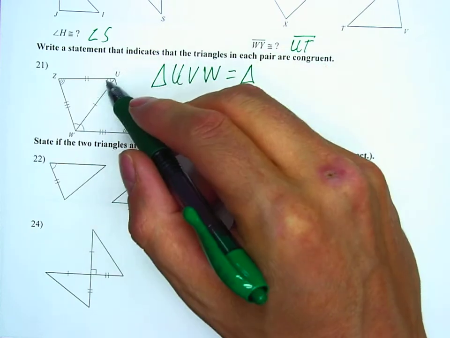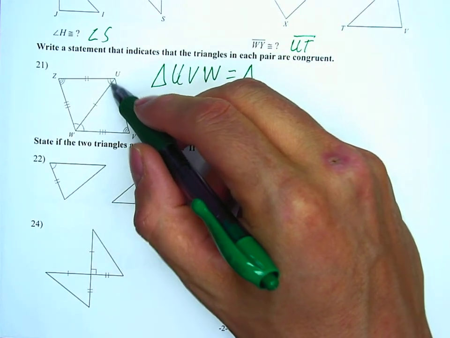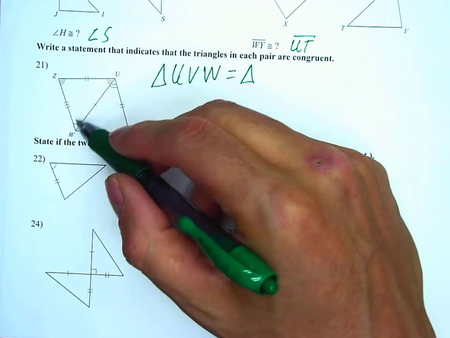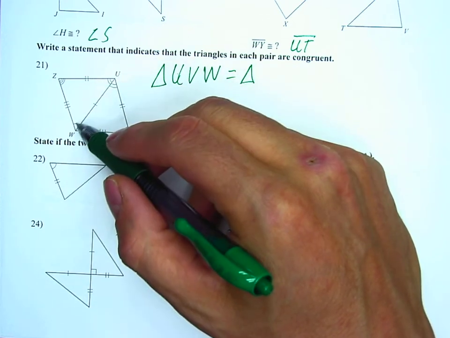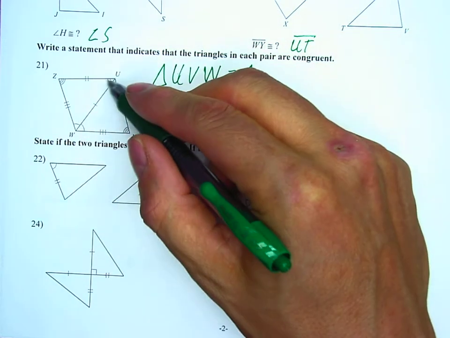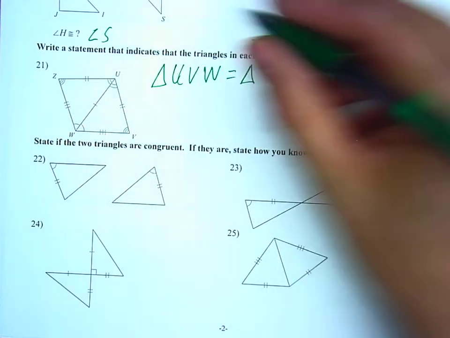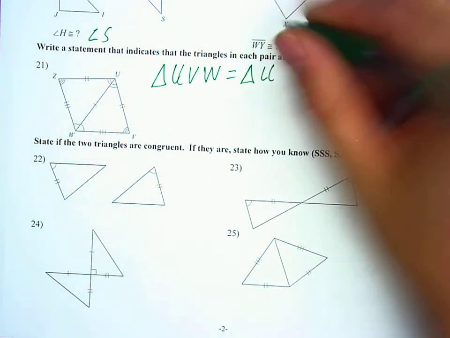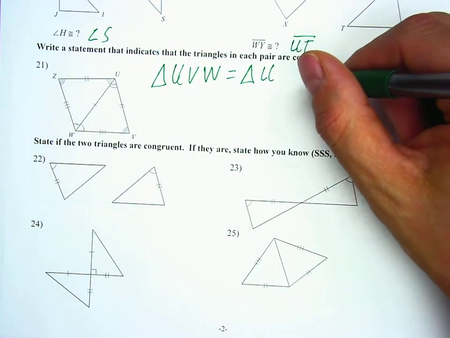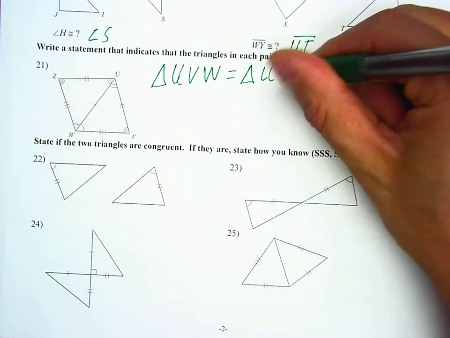So U goes with itself because they both have 2 tick marks. Now on the test, if they don't both have 2 tick marks, you might have to switch the statement around. So you might have to look and see, oh, this one has the 2 tick marks, so it's going to go with U on the other triangle. But here, both the U's have 2 tick marks on both the triangles, the abutting triangles. So U goes with itself, W goes with itself, and V goes with Z. So this is going to be U, Z, W.